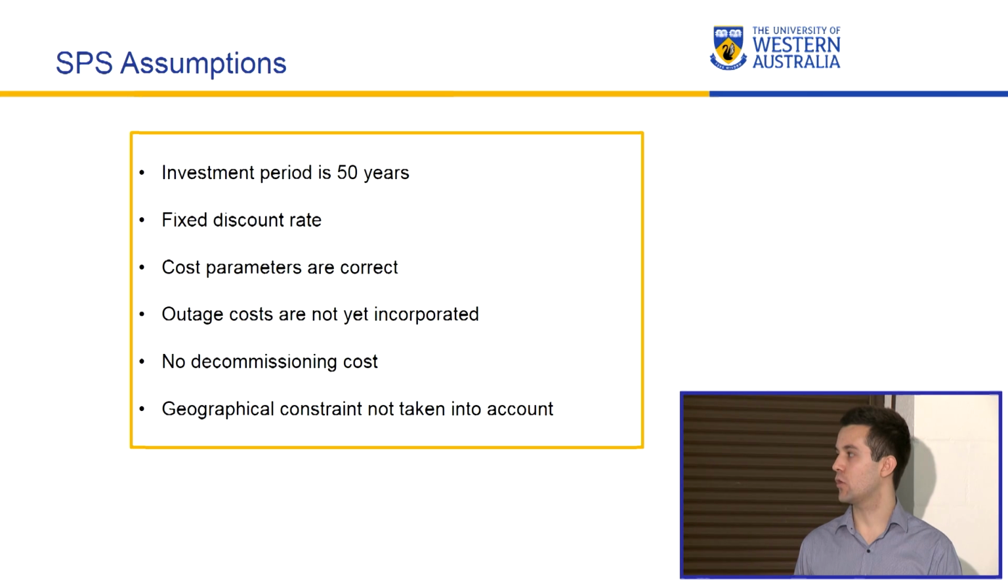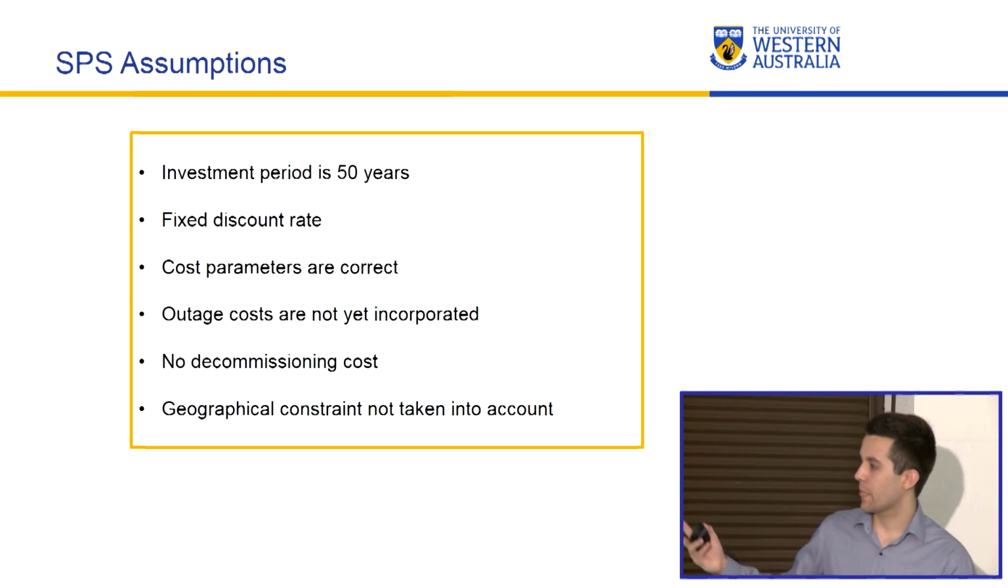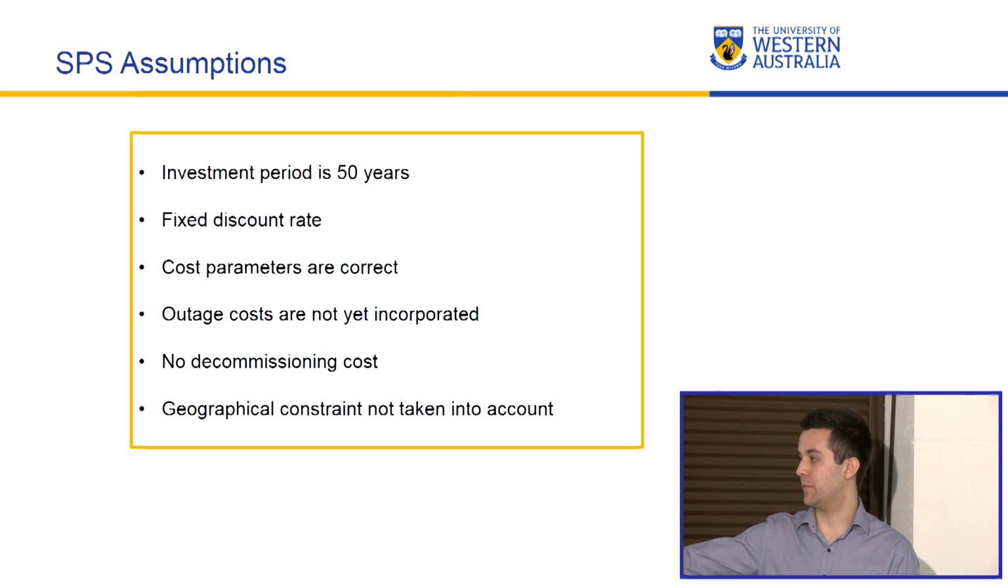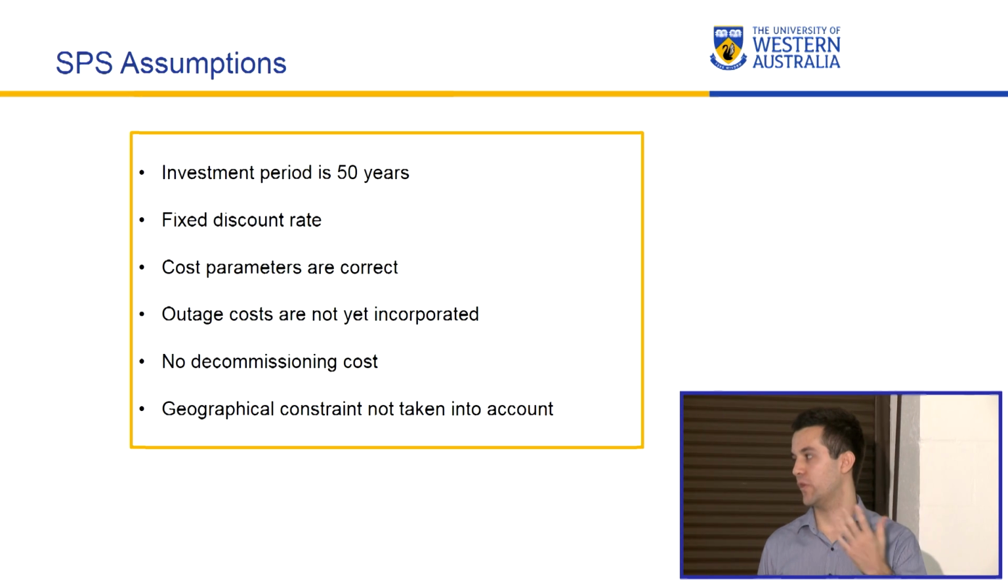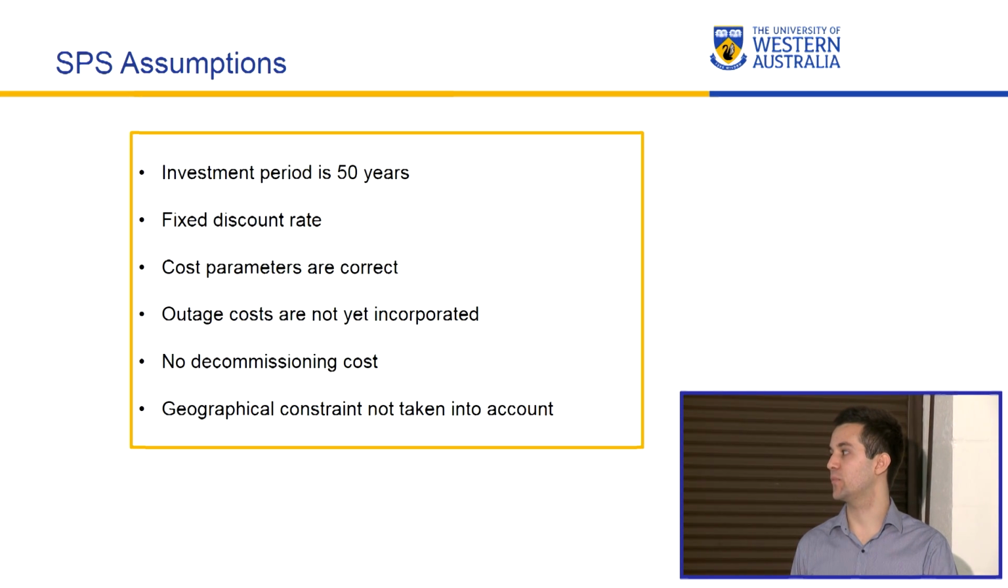Again, the outages have not yet been incorporated. The reason the outages haven't yet been incorporated is just because since this technology is only in trial programs, it's unsure what the outage rates will be. And again, similarly as the previous method, the decommissioning costs were not included. The last thing we want to include for the SPS model, though, is the geographical constraints. While we did consider it for the GA model, we haven't considered it yet for this standalone power system model.